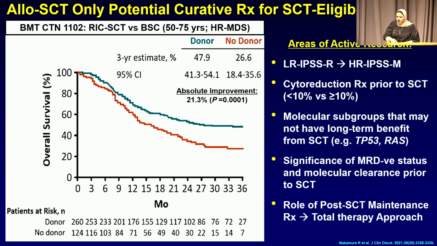There are still several areas of active research with regards to transplant, including the role of transplant in patients who have lower risk MDS using IPSS-R and then upstage to higher risk using IPSS-M, the need for cytoreduction prior to transplant, the molecular subgroups that may not have long-term benefit from transplant, and the role of post-transplant maintenance to improve outcomes, especially in patients with high-risk mutations. And some of these areas will be discussed later on this afternoon.